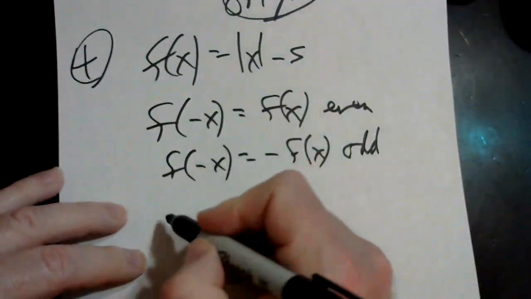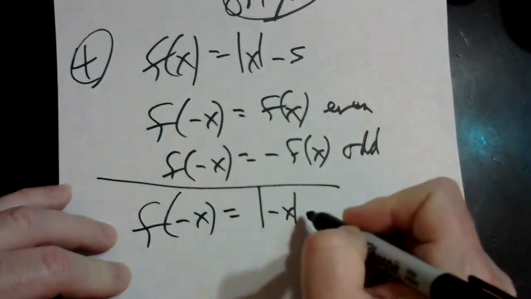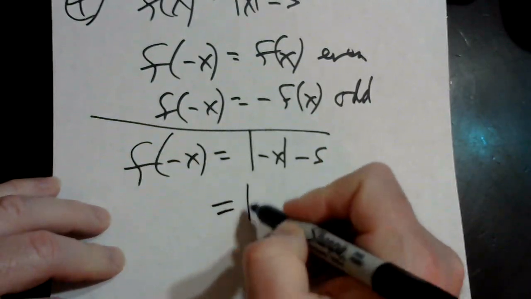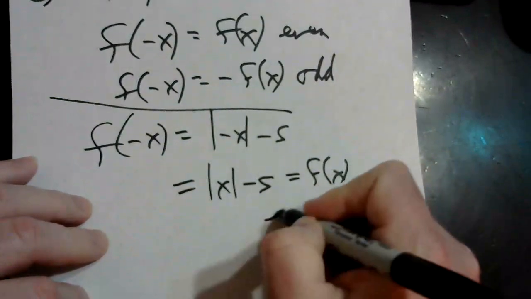So let's see. In this case, if I replace x with negative x, I get this. But the absolute value of negative x is just the absolute value of x. So it looks like that is the original function. So this one is even.